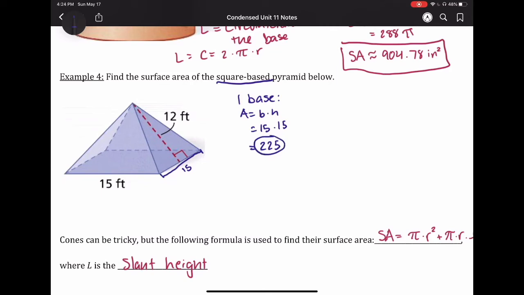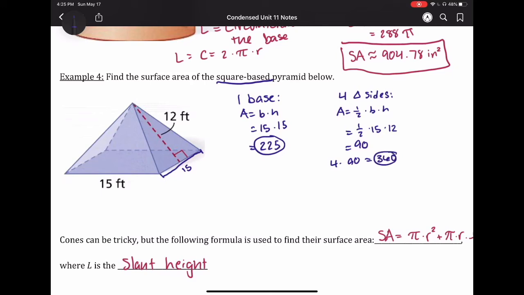Now I want to find the area of all four sides. Because it's a square base, I have 4 congruent triangular sides. The area for a triangle is equal to 1/2 times base times height. I know that the base of my triangles has to be 15 because the base is a square and they're all 15 for the side length. The height of my triangle is marked to be 12. When I multiply that out, that gives me 90, but I have 4 of them, so I have 4 times the 90, and that gives me 360.